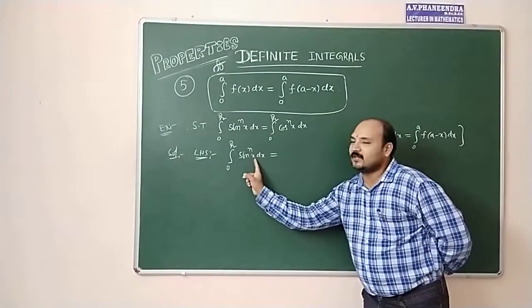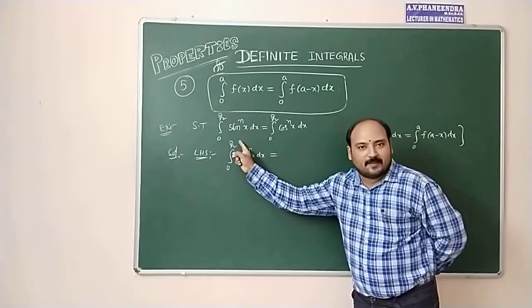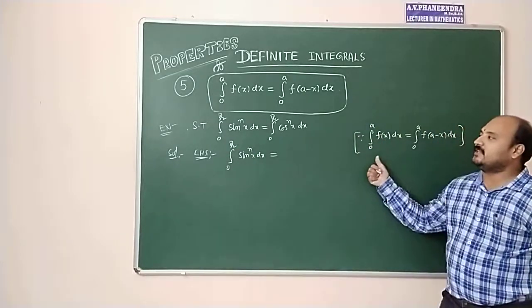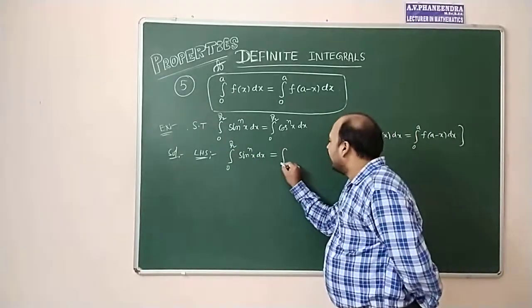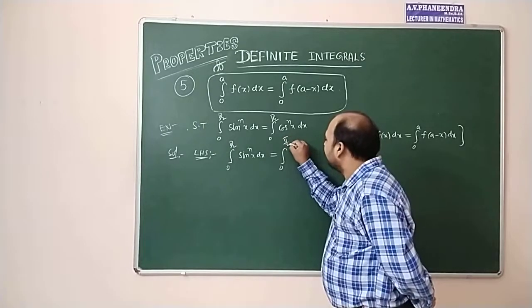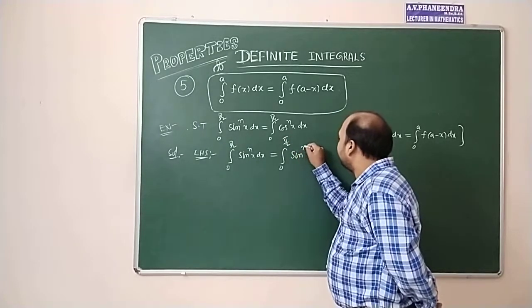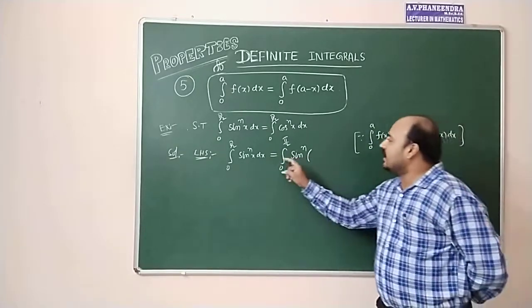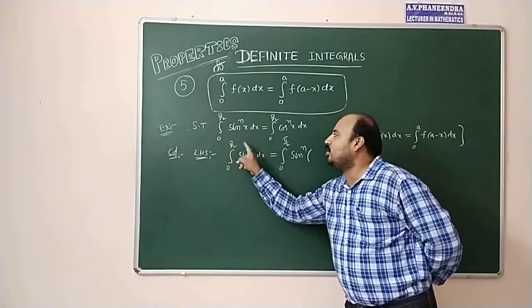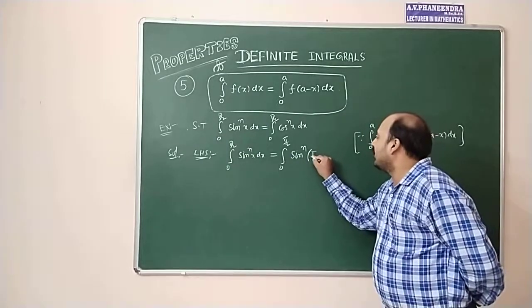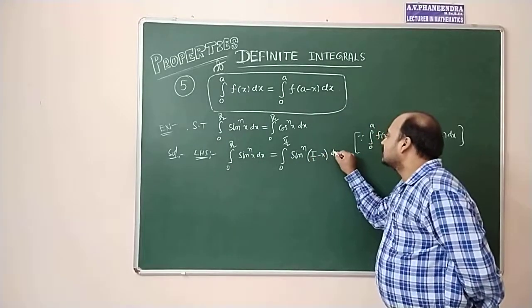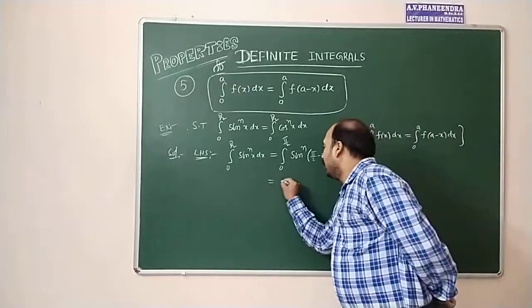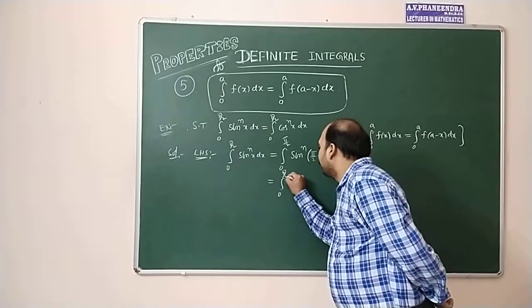So here x is there, 0 to a value is equal to pi by 2. By using this property, this can be written as integral 0 to pi by 2 sine power n of... wherever x is there, here we wrote a minus x. Similarly, wherever x is there, here pi by 2 minus x, into dx, which is equal to integral 0 to pi by 2.